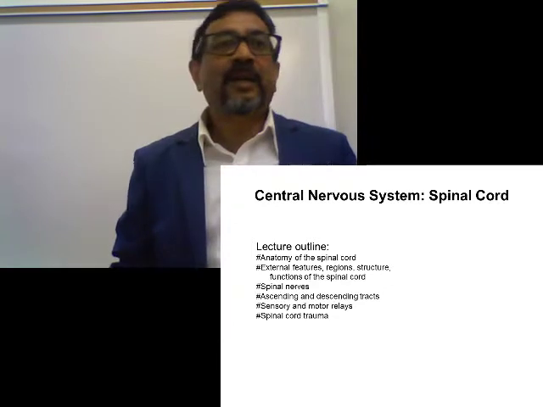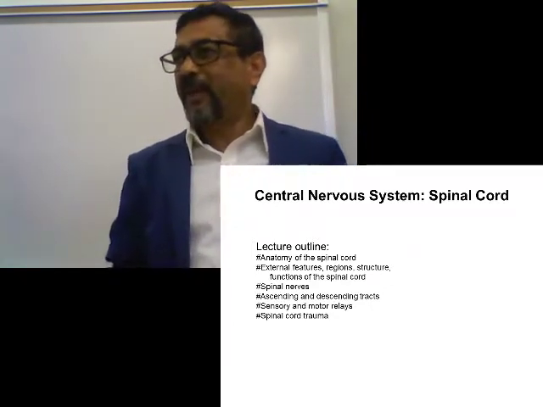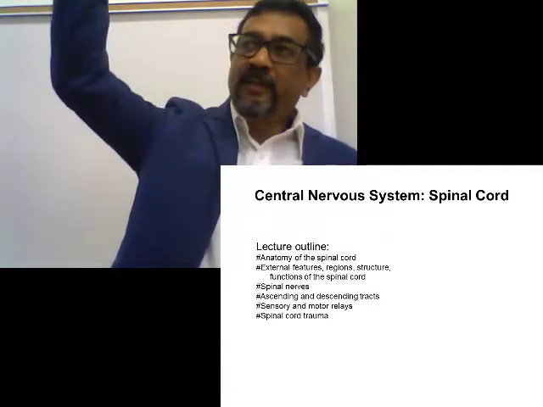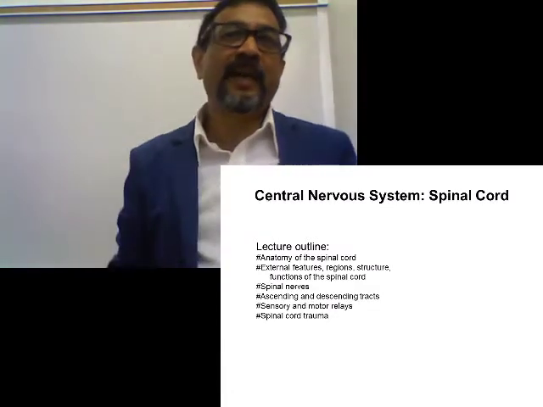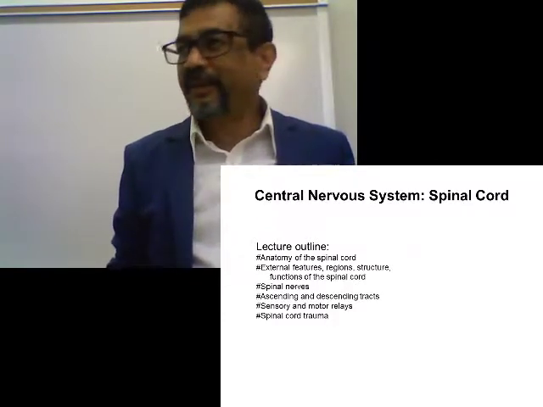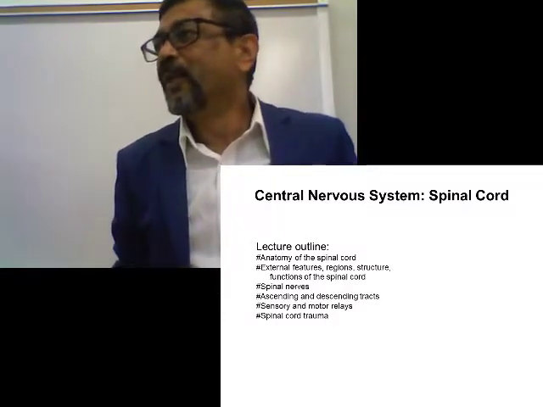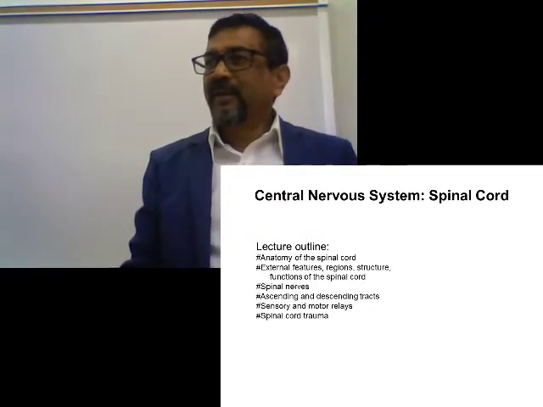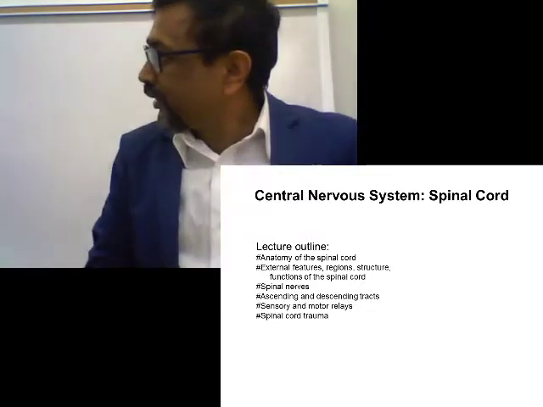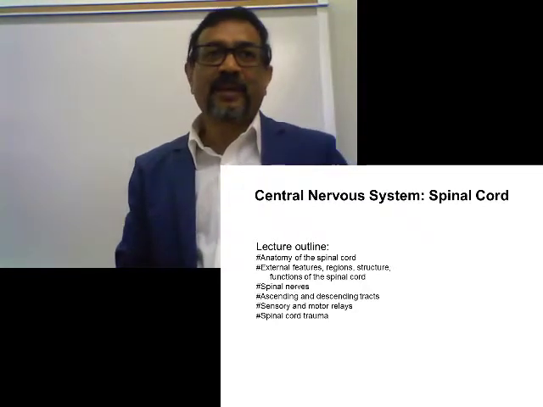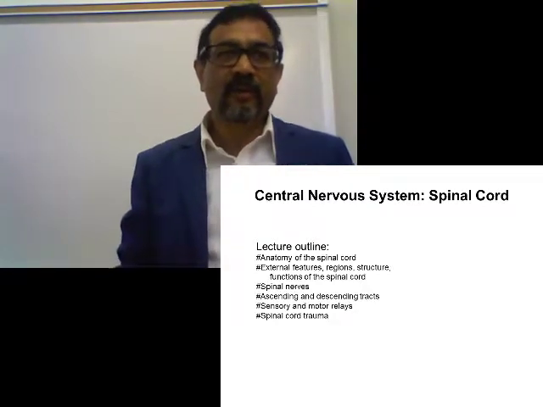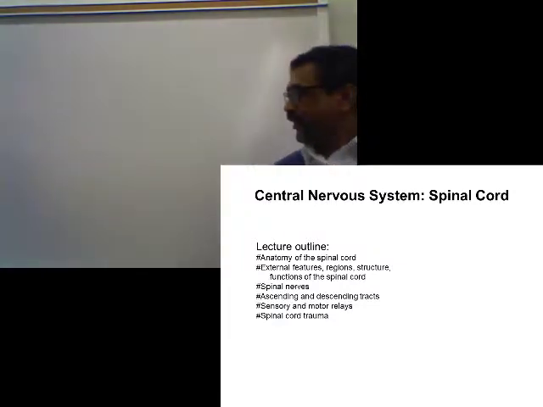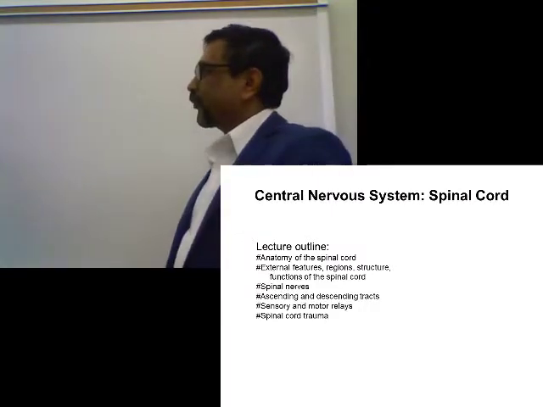First, we'll see the anatomy of the spinal cord. We'll see from where it starts and where it ends. We'll see the length and diameter. We'll see how it looks from outside. Okay, so we'll see the external features, that means how the spinal cord looks from outside. We'll see inside the spinal cord.